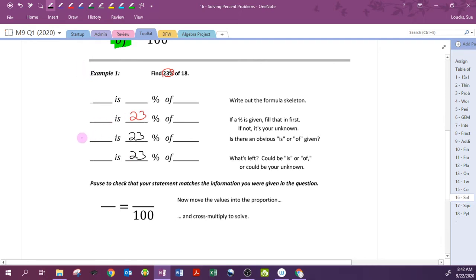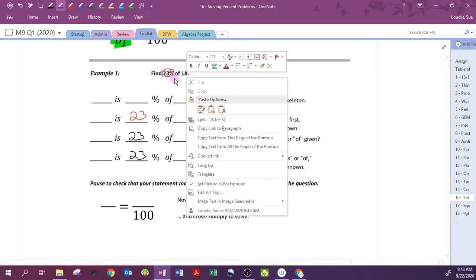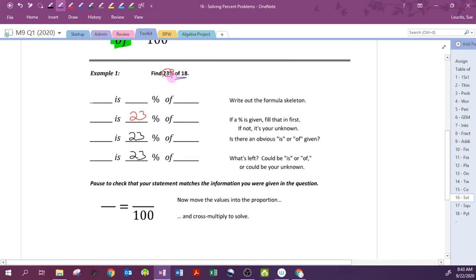Okay, so now we're on this third line, and it says, is there an obvious is or of? Well, yeah, there is, because this is of 18. So the 18 is going to go in my of line, or my of spot. So then this is going to be 18 here. And then my is just the other number, whatever other number there is, or it's an unknown. So I'm going to use P. So P is 23% of 18. So all I've done here is written out my find 23% of 18 just in a slightly different shape.